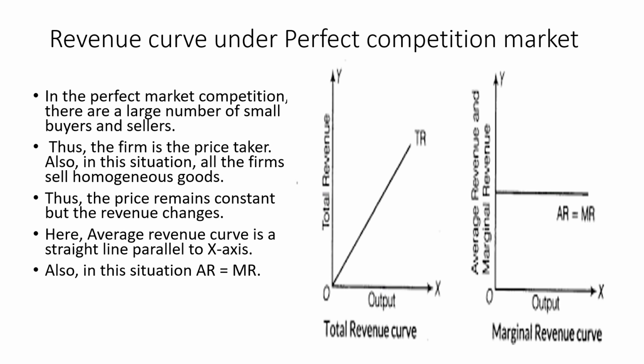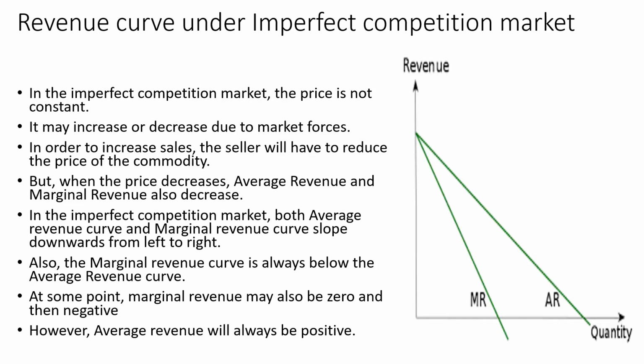Okay, but we know that the revenue changes, and that is shown by the total revenue curve, which is an upward sloping curve, but the price remains constant. That is indicated by the average revenue curve, which is parallel to the x-axis, and it's a horizontal line. Okay, and in perfect competition you could see that price equals AR is equal to MR. That is the situation in the case of perfect competition.